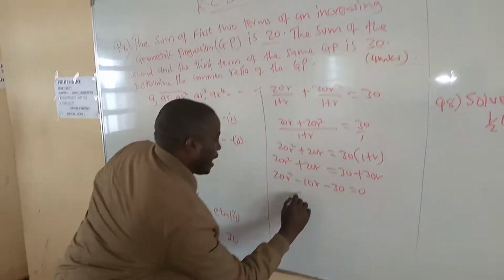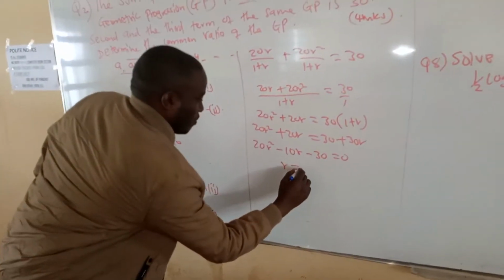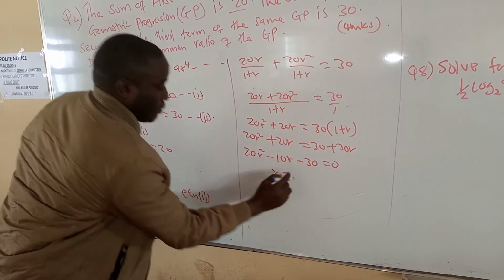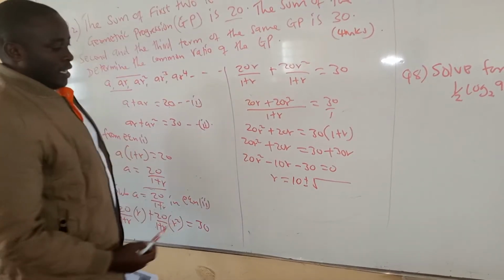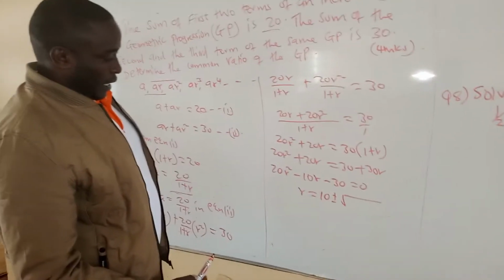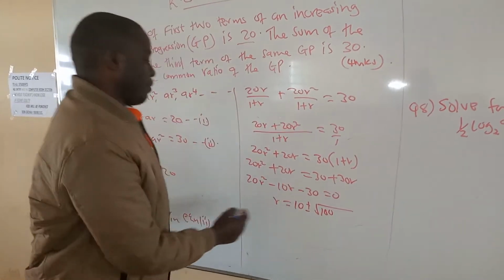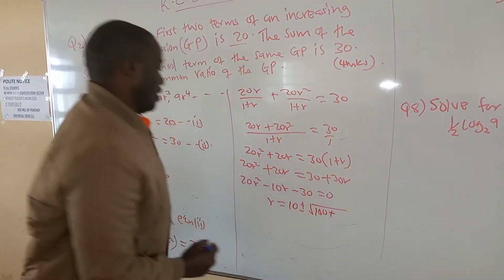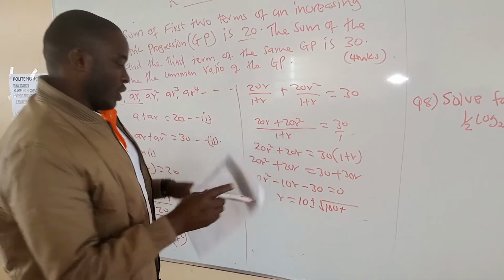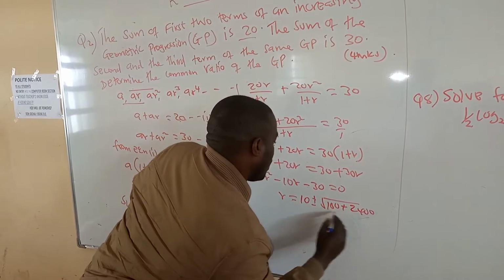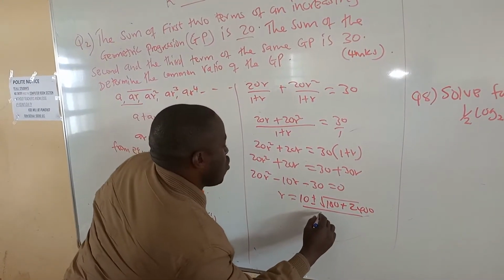So from here we find R by using the formula method. It is minus b, that is minus negative 10, which becomes positive 10, plus or minus the square root of b squared, that is 10 squared, which is 100. Then because of the negative, obviously we shall be having plus 4 times 20 times 30, which gives you 2400, all over 2a. 2 times 20 gives you 40.